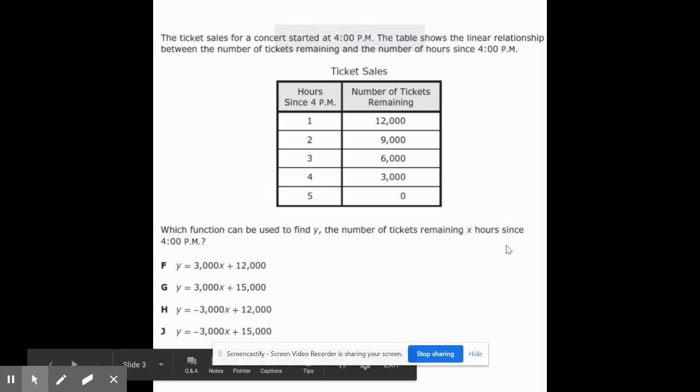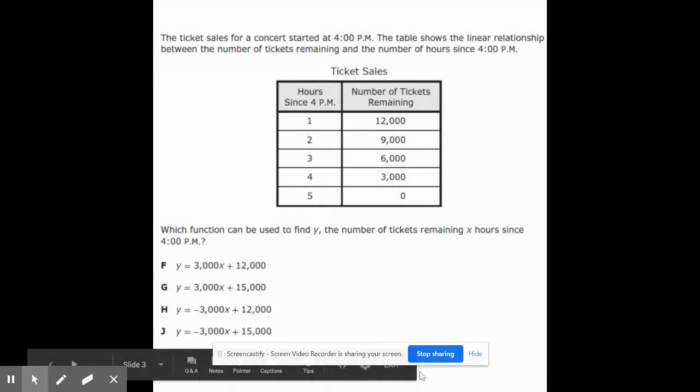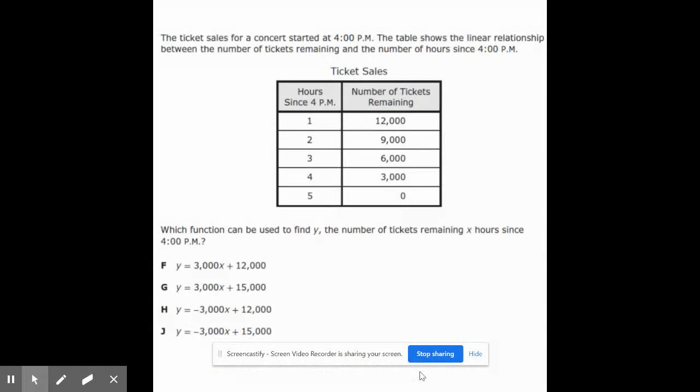All right, let's look at an example now of writing an equation in slope-intercept form using a table. Let's look at our question. The ticket sales for a concert started at 4 p.m. The table shows the linear relationship between the number of tickets remaining and the number of hours since 4 p.m. So we can see our table here is titled ticket sales. On the left, we have hours since 4 p.m. And on the right, we have the number of tickets remaining.